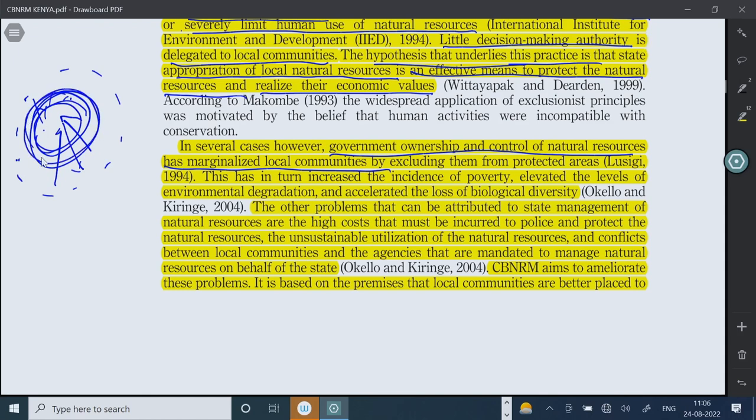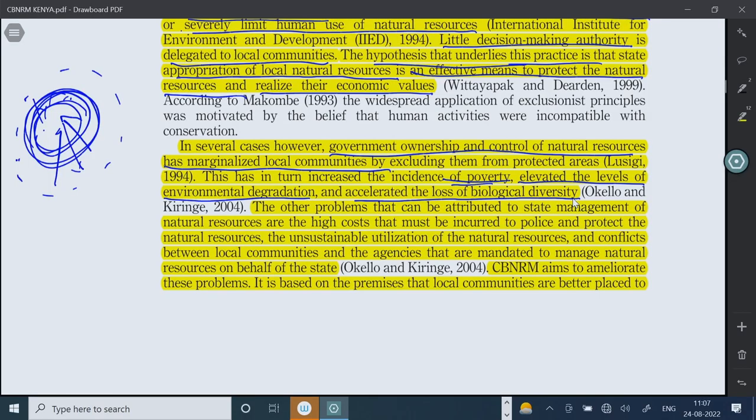Now, what happened is that when you reduce the decision power of the community, when you marginalize the local community from accessing the natural resources, which they had been doing for hundreds of years, this can in turn lead to poverty. It could elevate the levels of environmental degradation and accelerate the loss of biological diversity, because though they think that they have taken the control, people are not there. So then what will happen? People, out of need, will go and cut the trees or take things from there, but they will not think about regenerating them, because the kind of ownership that they used to have earlier, once it comes under protected area, they will not have that. They will feel that they have been uprooted from the system.